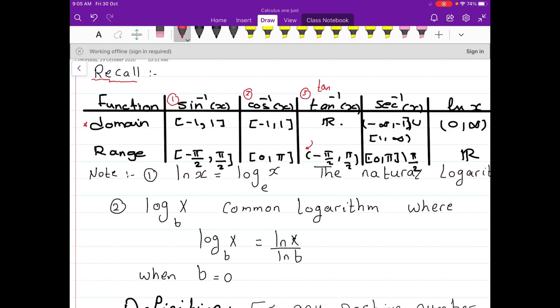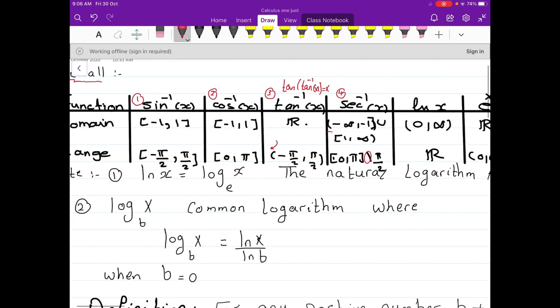And we have tan inverse x, we say this is equal to x where x belongs to the domain of tan inverse, that means x belongs to R. And we define secant inverse x, where the domain is (-infinity, -1] union [1, infinity) and the range is [0, pi] except pi over 2. And we define a new function ln x, the natural logarithmic function with base e, where the domain is from 0 to infinity, that means inside the ln must be positive. That means there is no meaning to say ln(-2). ln(-2) is undefined, and the range is R.